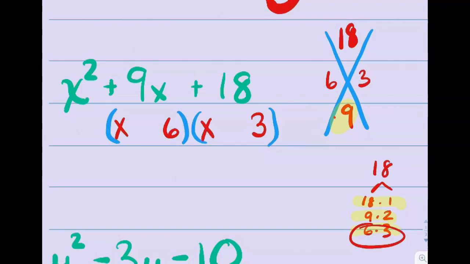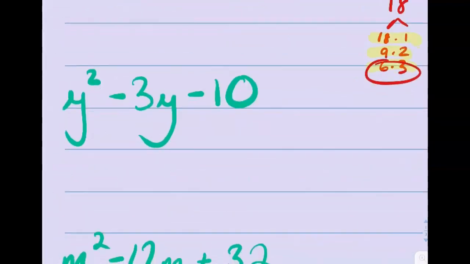Both of them will start off with an x. Now, we need to get to a positive 9. The only way to get to a positive 9 is go up 6 and up 3. Now, if you wanted to remultiply that, you'd see that you would end up right back where we started. So that is factored correctly.